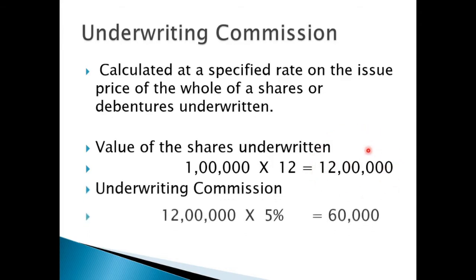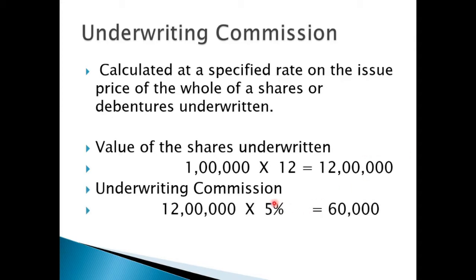So we have it here. 5% is the rate of commission, and when it is applied on 12 lakh, you will get 60,000. So the company will have to pay him 60,000 commission. So for each and every specified rate, understand that it is on the issue price, and you need to take the number of shares that he has underwritten.